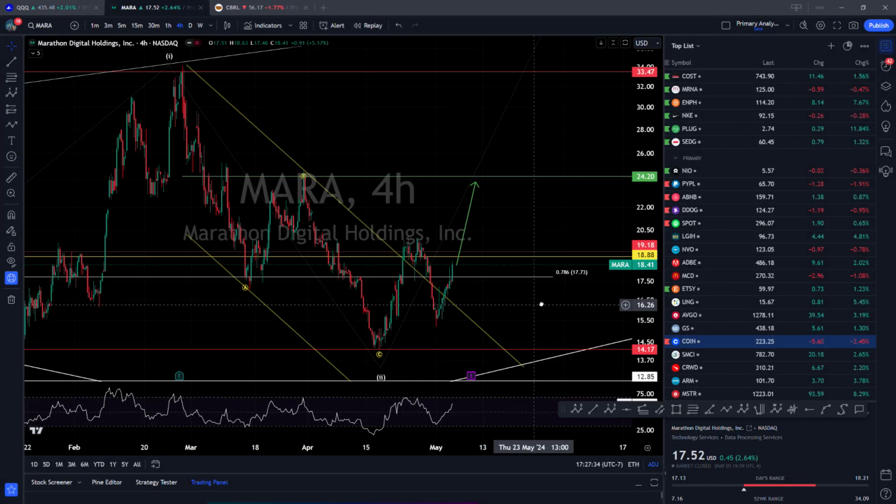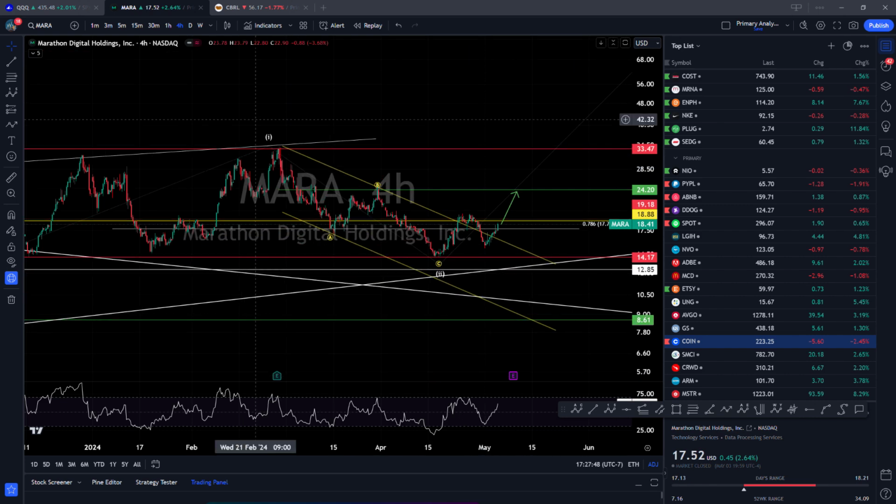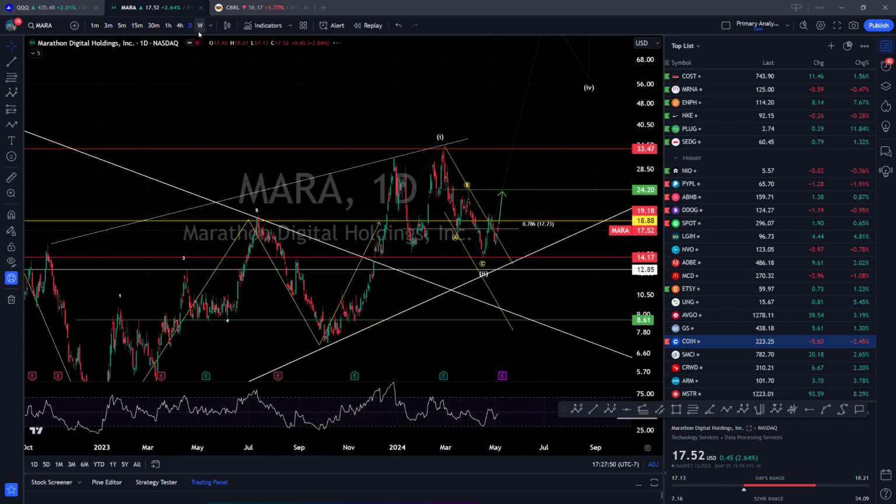Next, I think I covered Mara. We've talked about it when it was here. I knew that the dip was coming. Now, what I want us all to see is that it goes towards 24. Will it be able to break 24 and head higher? I don't know that yet.